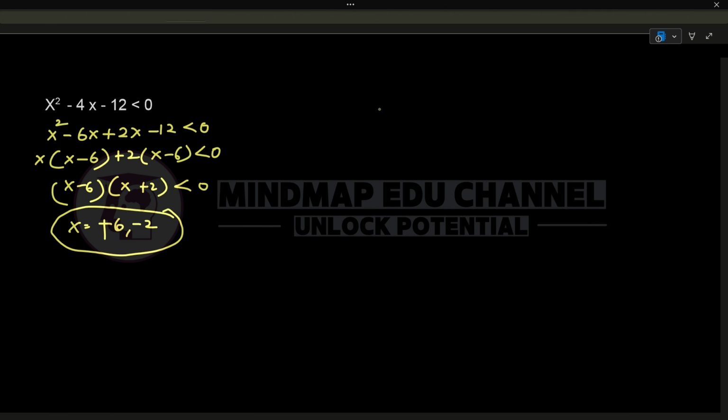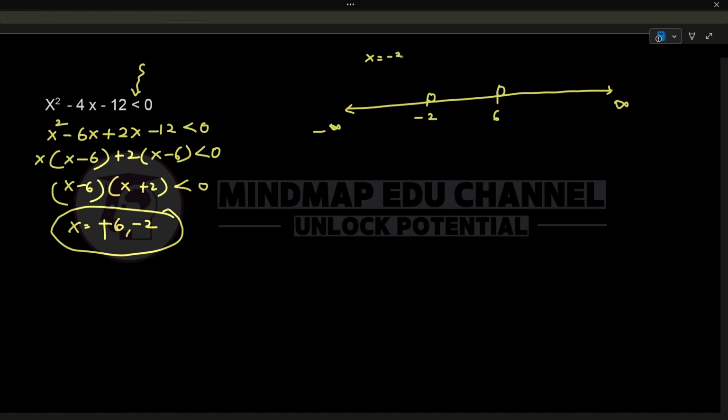Here let's plot these numbers on the number line. So minus 2 and 6, minus infinity, plus infinity. Now you see here we will have an open circle at minus 2 and 6. Why? Because there is no equal to sign in our expression. Clear? Okay. Now let's again plug in the values.